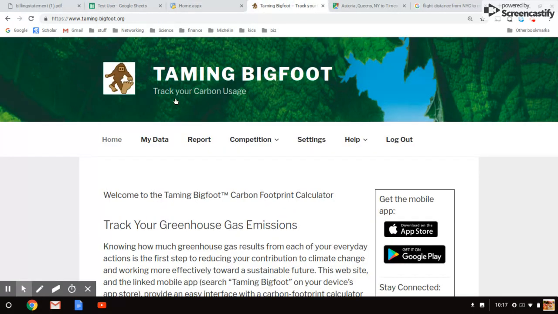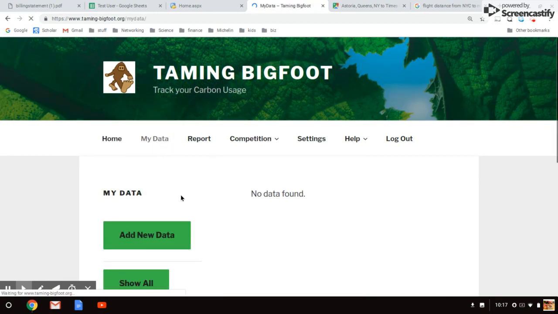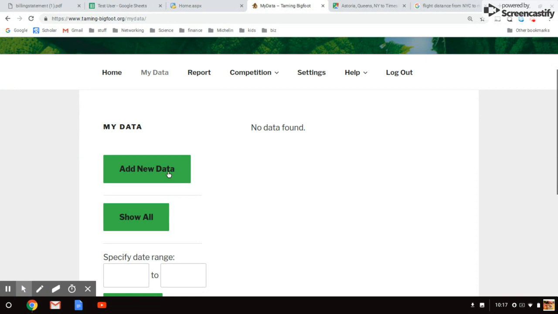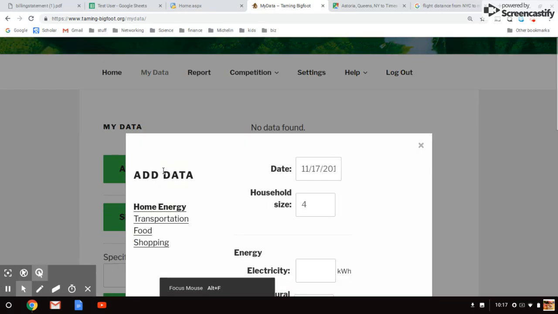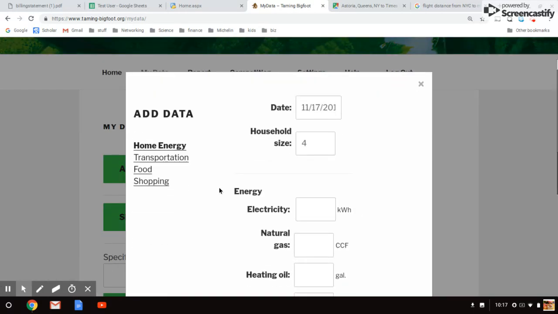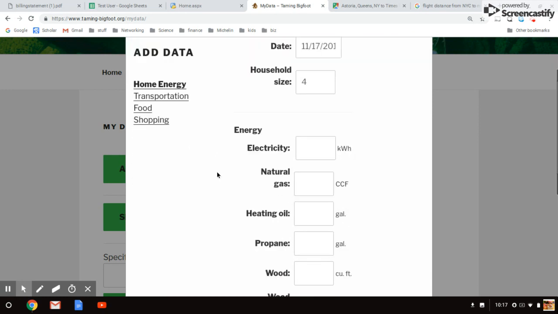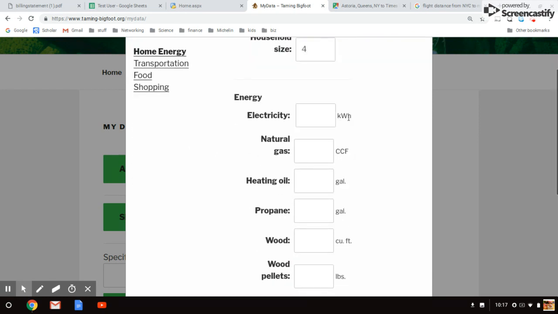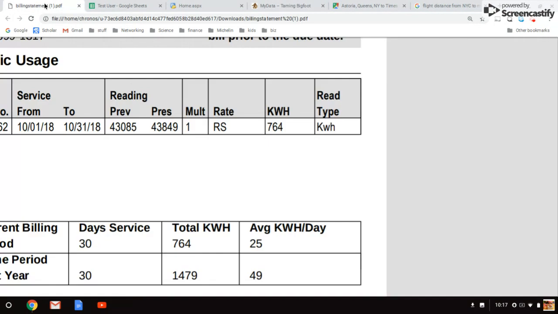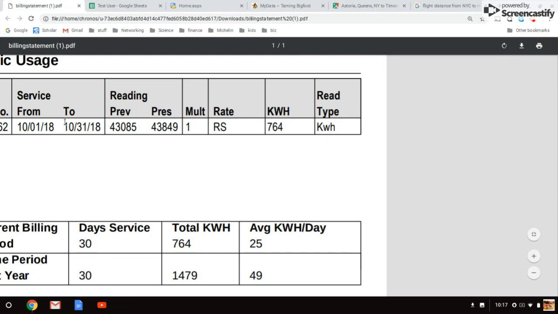Okay, so over here I go to my data. And what I'm going to do is put each piece in individually so that I can see how much each piece contributes. So add new data. Where do we start? We start with home energy. Electricity, kilowatt hours. So what on earth is a kilowatt hour and where do you find it? It's commonly found on the electric bill over here where they tell you what they read, etc. You can see 764 kilowatt hours.